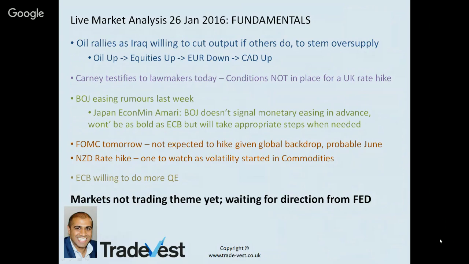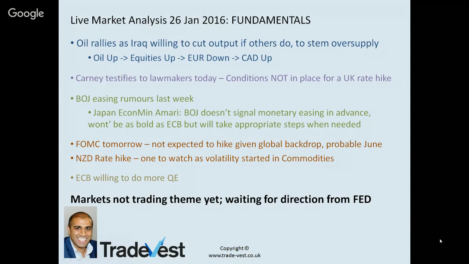So generally what we're seeing is that if oil is going up, then that means equities are going up, which means the euro is going down and the Canadian dollar is going up. And again, we're seeing this correlation, the fact that when equities go up, the euro is going down because of the search for yield, right? More people want to make more money. They'll go into the stock market because the ECB is still willing to do quantitative easing, right? So that's the general correlation that we're finding right now. And it's an important one to know, especially if you're a multi-asset class trader as well.